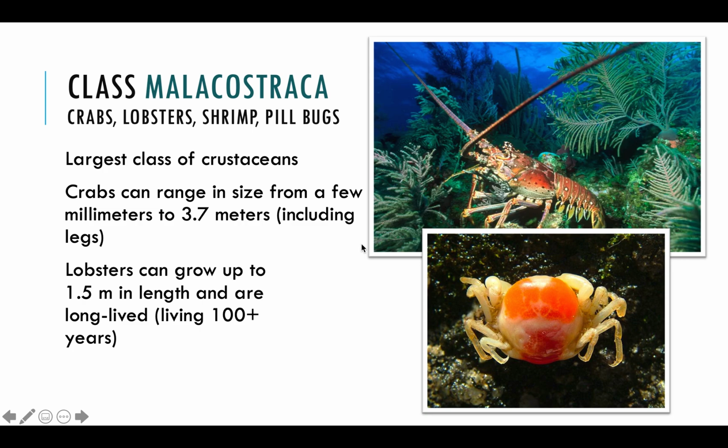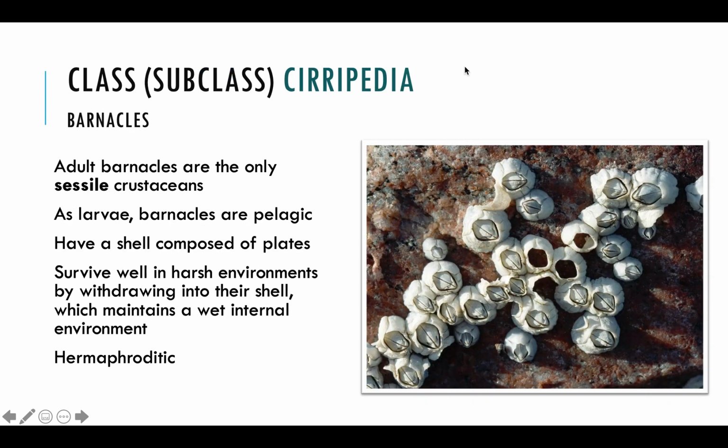So the first class under the subphylum Crustacea is Malacostraca. So Malacostraca consists of crabs, lobsters, shrimp, and pillbugs. This is the largest class of crustaceans. These crabs can range in size from a few millimeters to even 3.7 meters, including their legs. Lobsters can grow up to 1.5 meters in length and live quite a long time. So here's a little oyster crab, and then we have a giant lobster here.